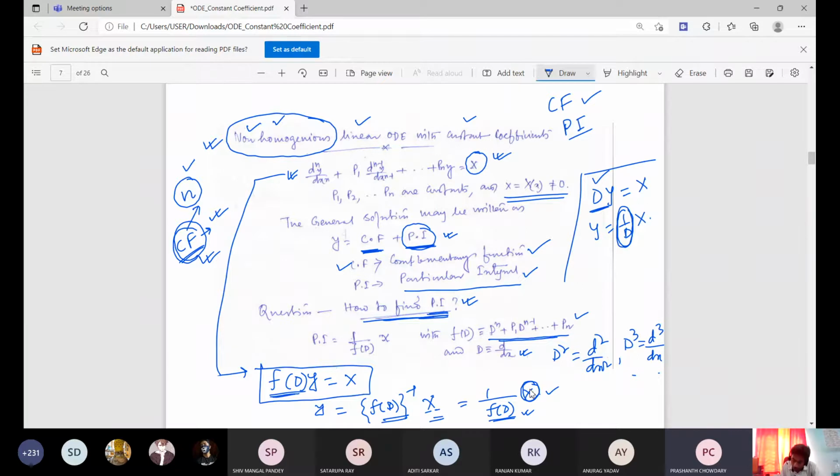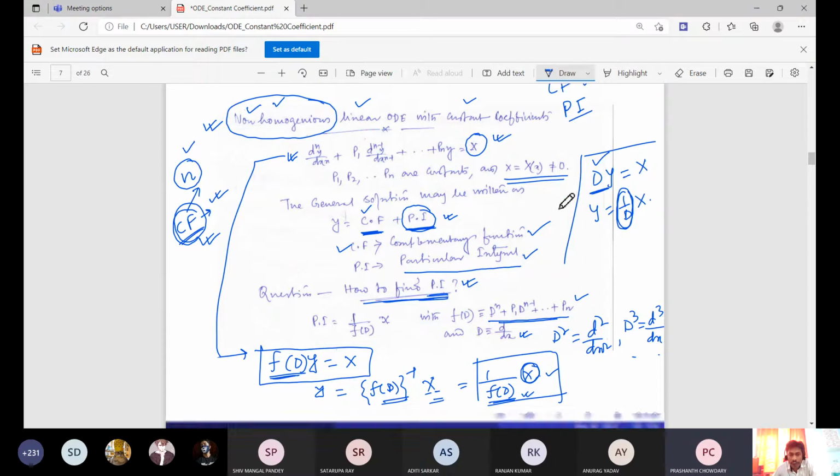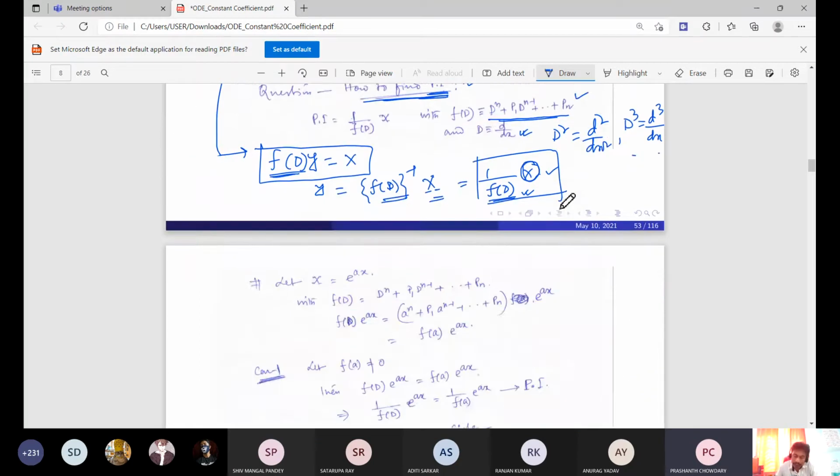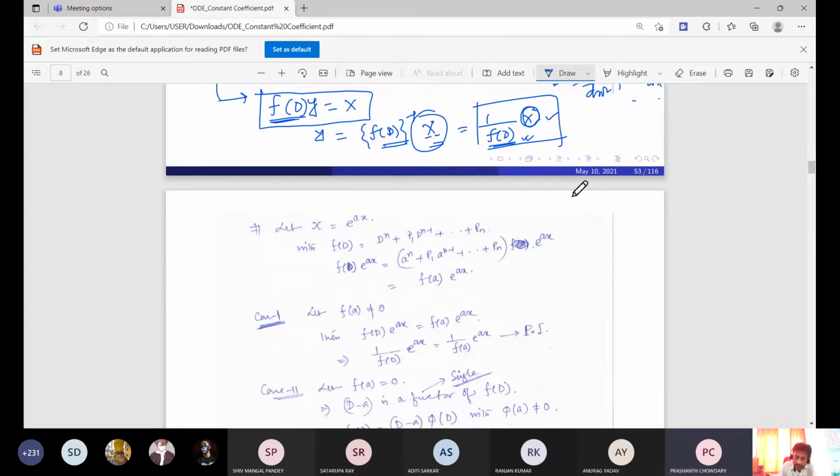So this will be free from any sort of constant. Because as I mentioned earlier, that CF involves all the constants. So let us consider one by one different functions, the right-hand side function X. One function that often comes to our mind is the exponential function. One of the best suited elementary functions is the exponential function. So that means you have a differential equation, f(D)y equals e to the power ax.